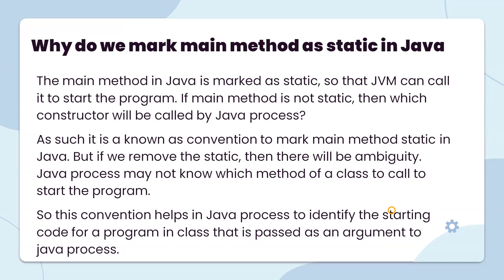As such, it is known as a convenience to mark the main method static in Java. But if we remove the static, then there will be ambiguity. The Java process may not know which method of a class to call to start the program. This convenience helps Java identify the starting code of the program in the class that is passed as the argument to Java.